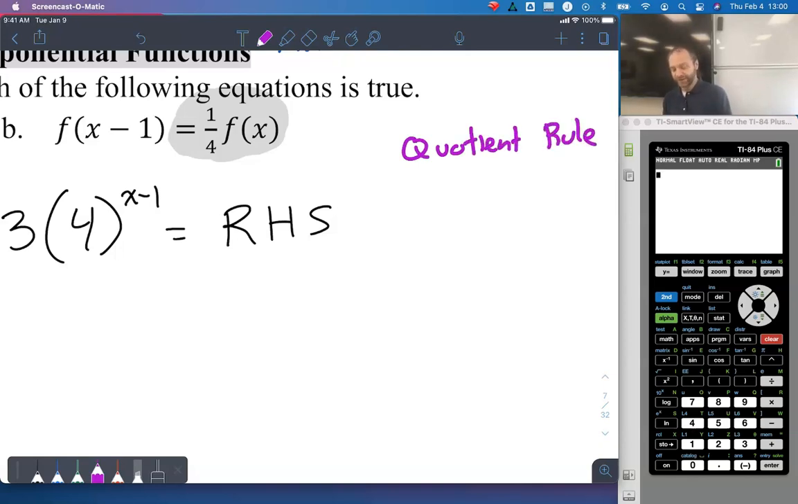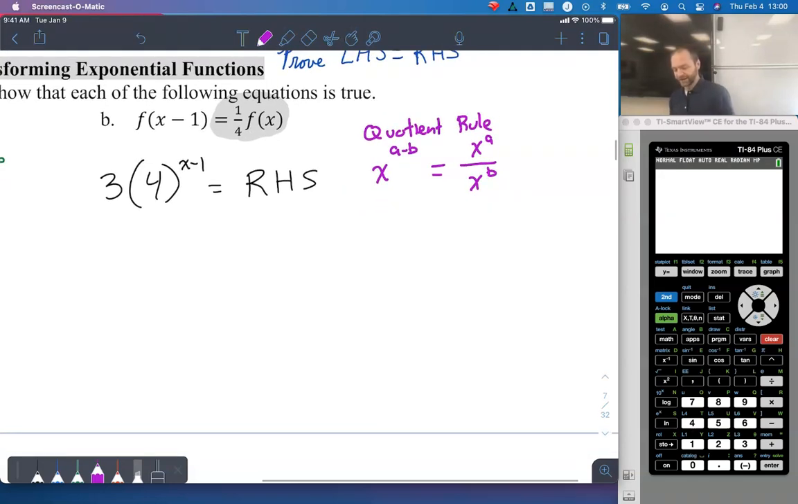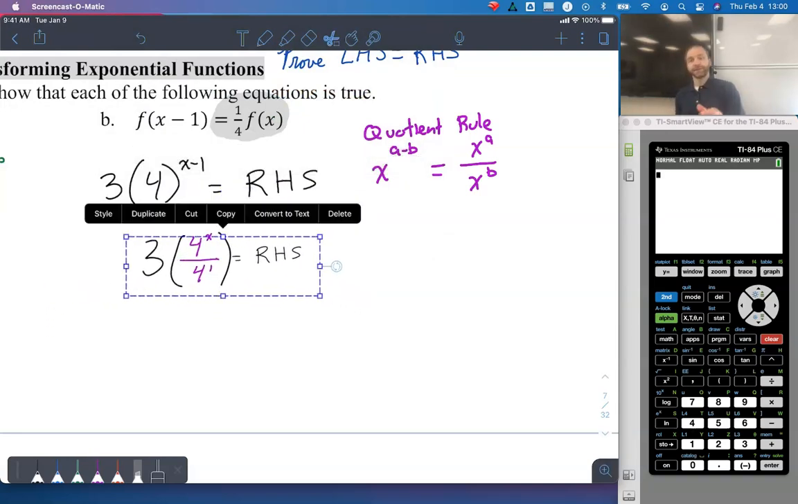When I have a subtraction for exponents, a minus b for the exponent of x, what that means is I divided x to the a by x to the b. Remember, you're used to it going the other direction. Now we're asking you to split them apart. So I'm going to rewrite 4 to the x minus 1 power, and I'm going to change it to 4 to the x power over 4 to the first power. And that's going to still be multiplied by my 3. And that equals the right-hand side. So that's where we're at.